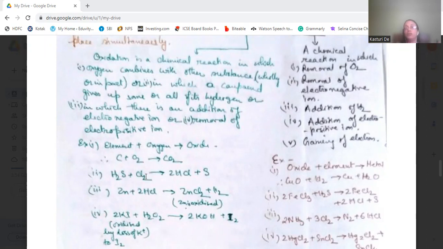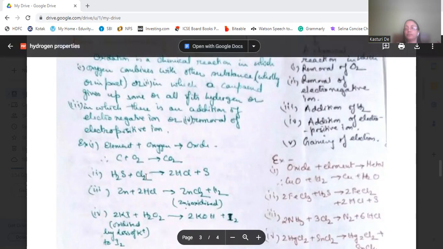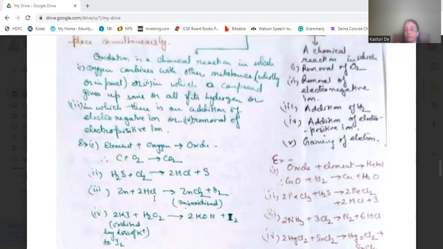So here, what is happening? Hydrogen is being removed. Okay. Then zinc plus hydrogen chloride. If an electronegative ion is added, then it is also an oxidation reaction. Okay. So here, zinc, chlorine is an electronegative ion, and that is added to what? Zinc. So zinc is being oxidized.